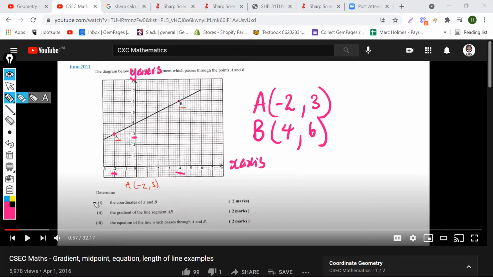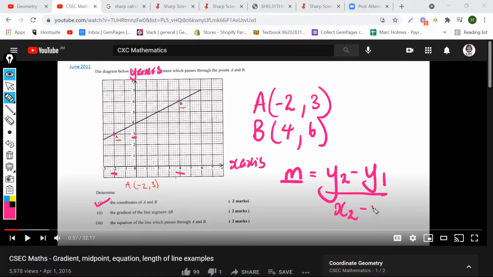And then the next one now, so that's really easy to find. You can just find the 2 points. And the next one says the gradient of AB. So guys, it's kind of easy to find the gradient. Remember the gradient formula, M, we'll call the gradient M, guys, is equal to y2 minus y1 over x2 minus x1.